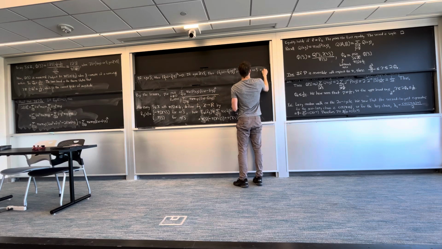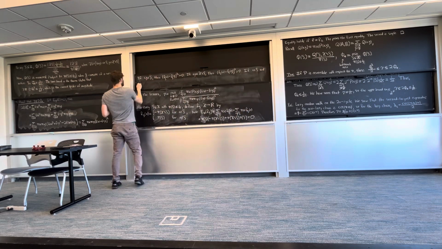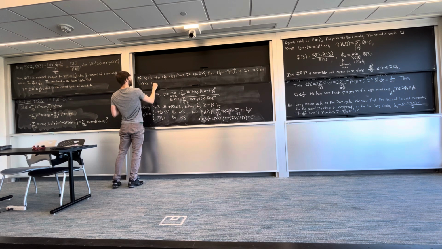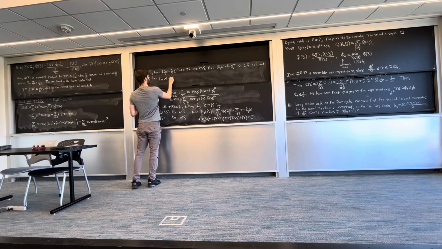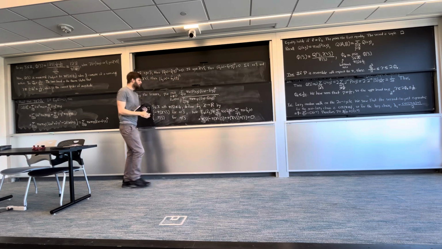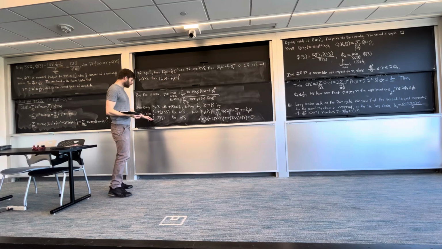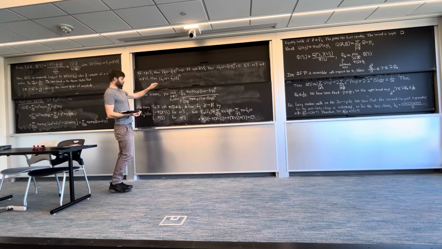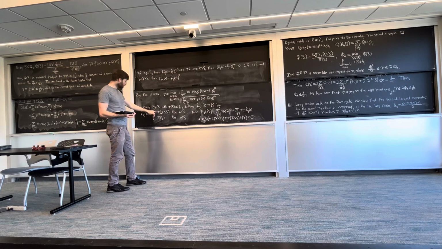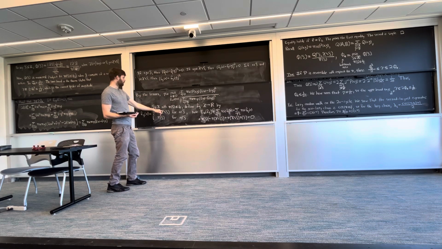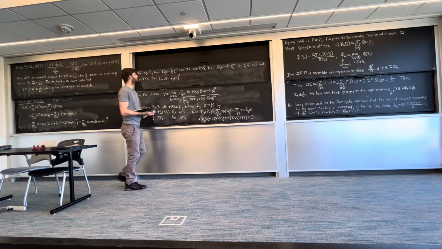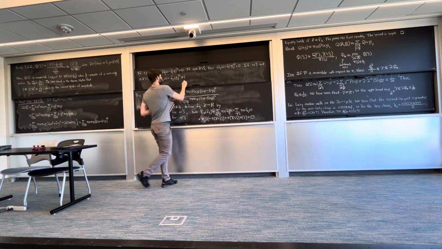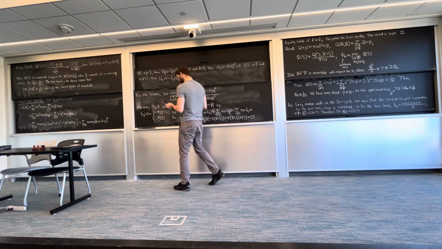But then, if one of them is in S and one of them is not, if x is in S and y is not in S, then this should be pi of S minus negative pi of the complement of S, which is just 1, because I'm taking the probability of S plus the probability of the complement of S, so that's just 1, and then squared is 1.